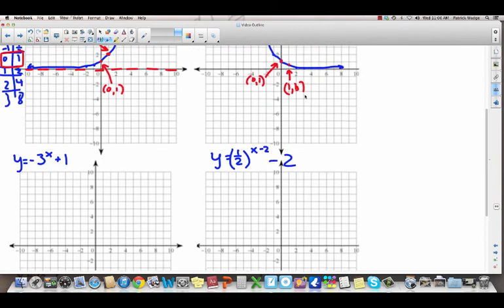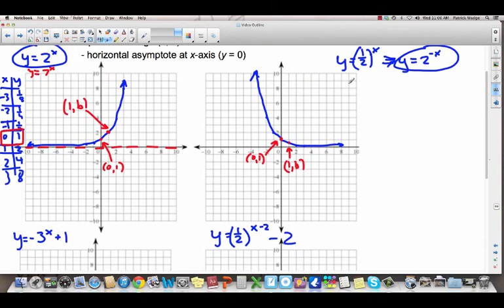Let's do the second one first because it's very quick. We've already drawn basically y equals 1 half x. What's the only difference between that graph and this graph? y equals 1 half x minus 2, minus 2.